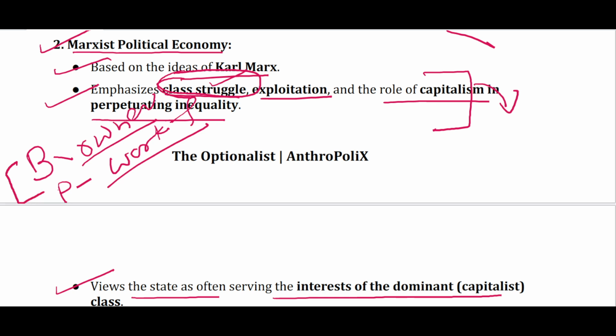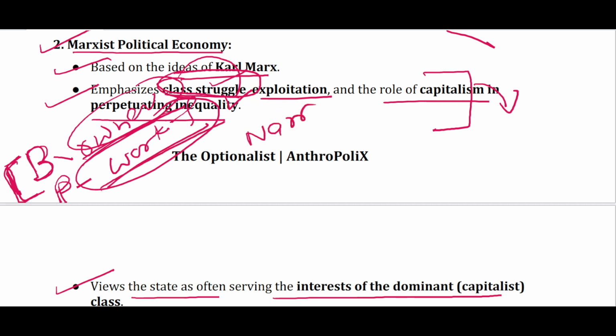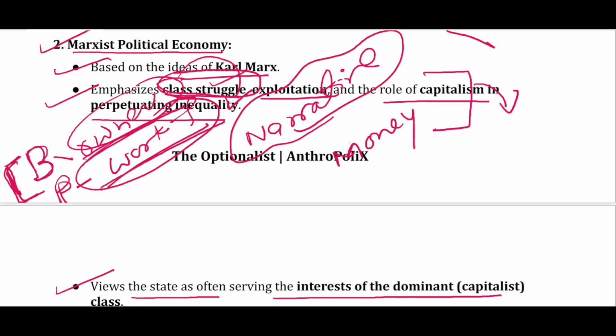So Marxists believe that there is an inherent struggle, inherent friction between both the bourgeois and the proletariat, between the working and the owner classes, because both of them have different interests, and it is the owner class that has exploited the working class because of the power it has, because of the narrative it holds, and because of the influence money can have in perpetuating inequality.